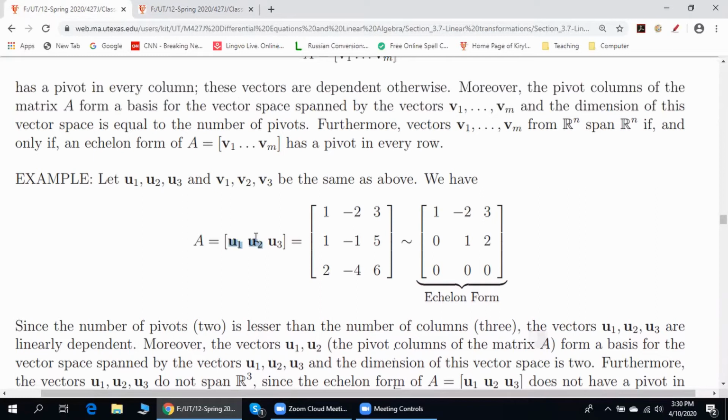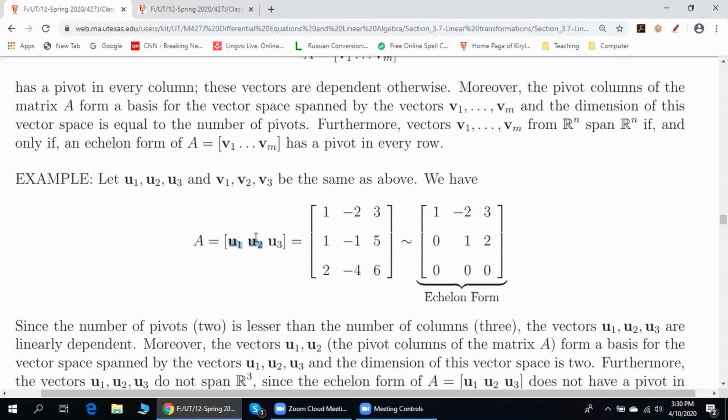If you ask me about a geometric interpretation, U1 is a vector in three-dimensional vector space, U2 is a vector in three-dimensional vector space. Now let us consider a plane that goes through these two vectors. This will be the geometric interpretation of span. Does this answer your question? Yeah.